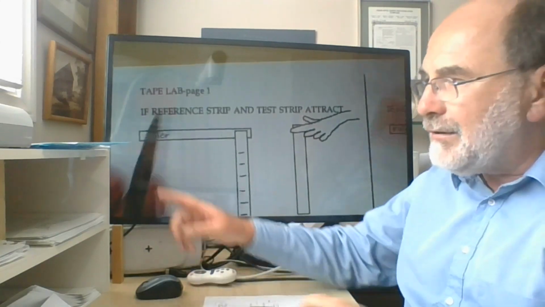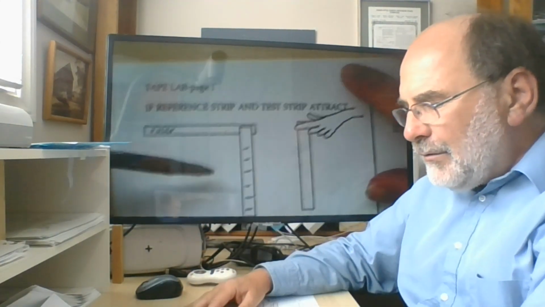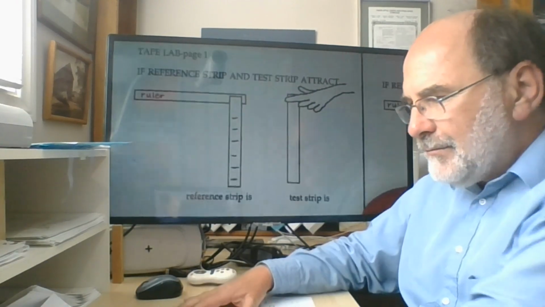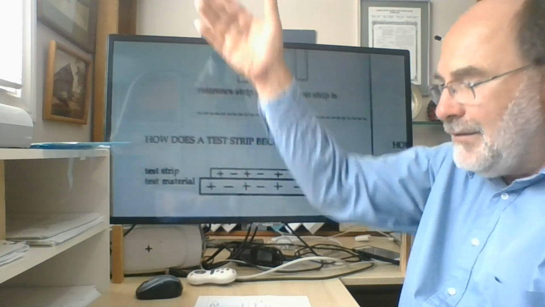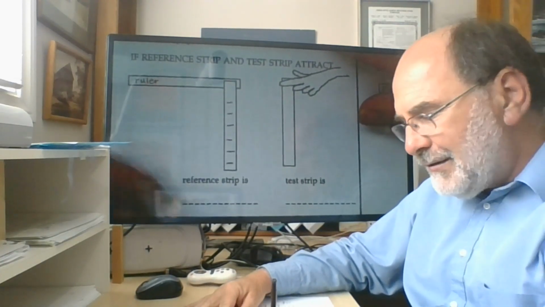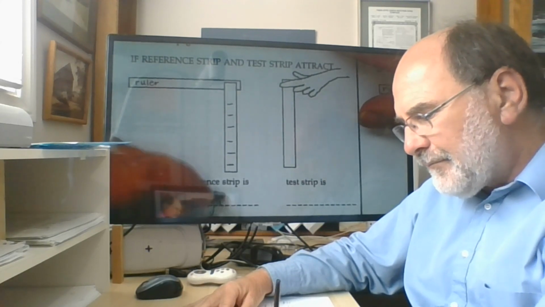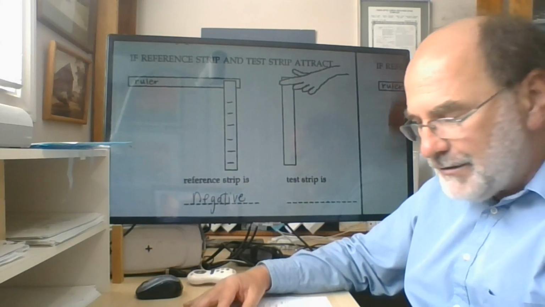Imagine that this ruler here is just that, anything that holds your reference strip. The reference strip is always... Ms. Revlar would want me to fill this one in using Edpuzzle, I'm sure. The reference strip is always negative, and it's got all these minus signs on it, meaning it's negatively charged.